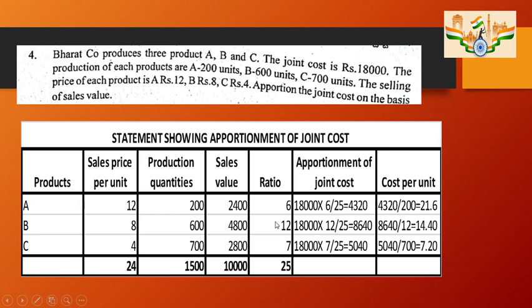8640 divided by... oh my god, sorry, this should be 600, not 12. Here you have to write the 600, that is 14.40. Then 5040 divided by 700, that is 7.20. Cost per unit will be this much. Okay, this is the apportionment of joint cost to ABC products. So I hope you are understanding. Then you will move to 5th question.